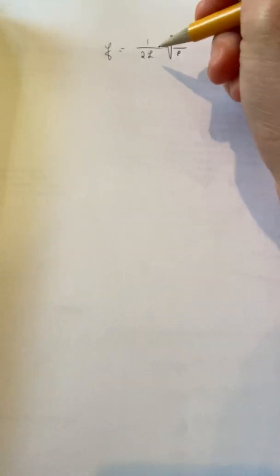where F is the frequency of the string, L is the length of the string, T is the tension in the string, and rho is the linear density of the string.